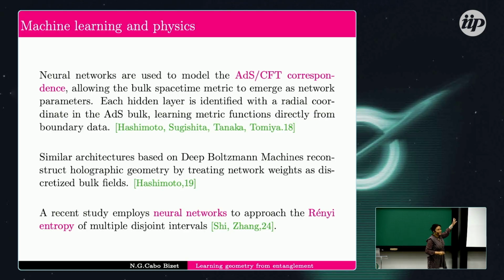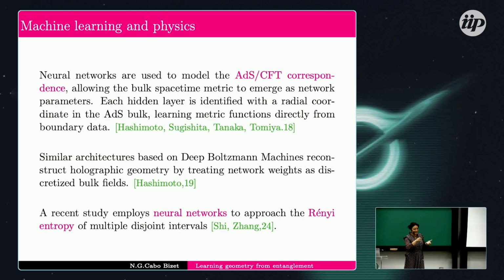But okay, so what is more relevant to what we are doing, I mean what connects more to what we are doing, is machine learning in the context of the AdS/CFT correspondence and gravity. And there are these works started by Hashimoto, where they study the bulk. I mean, you have the AdS/CFT, you have the CFT in the boundary, and the gravity in the bulk.